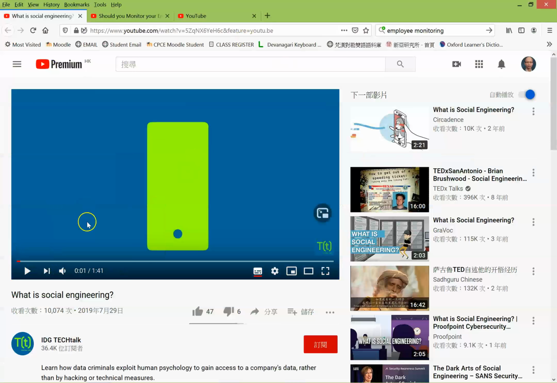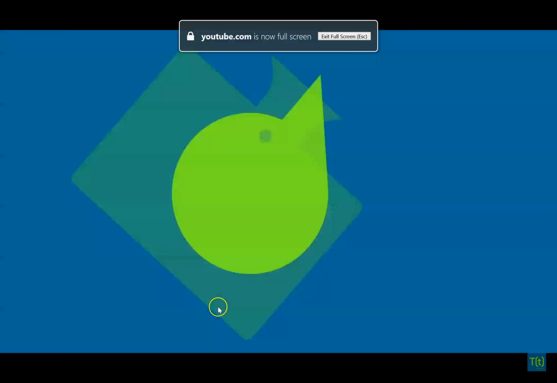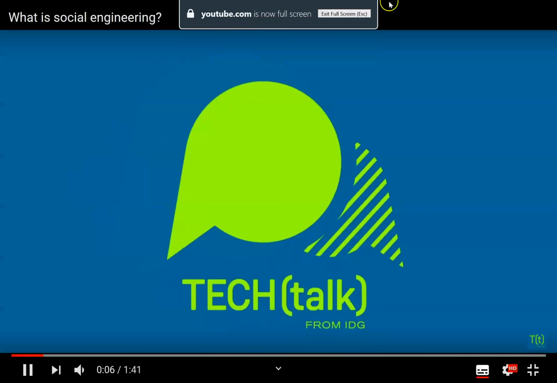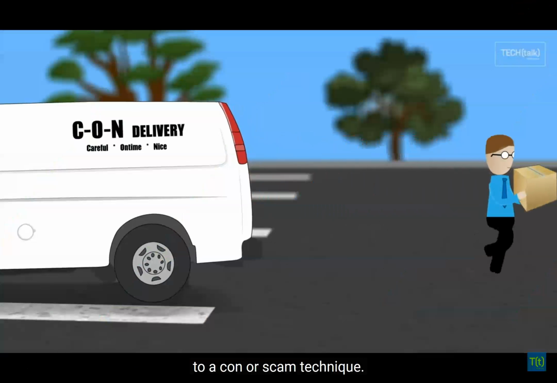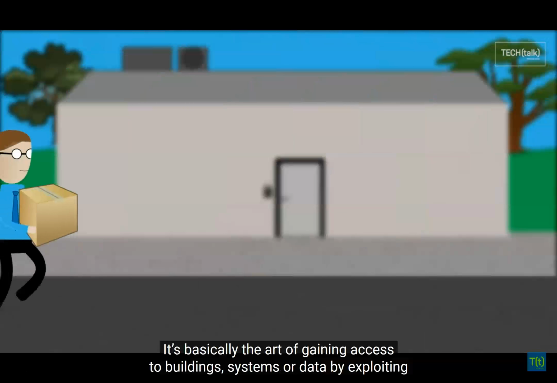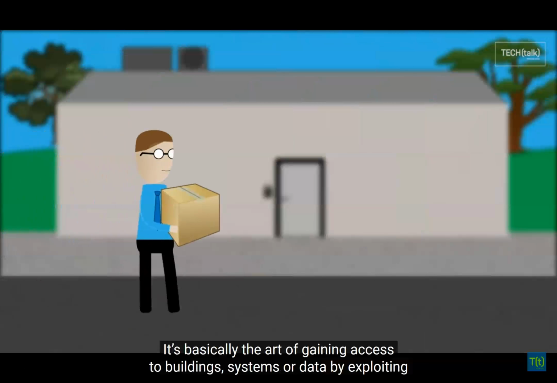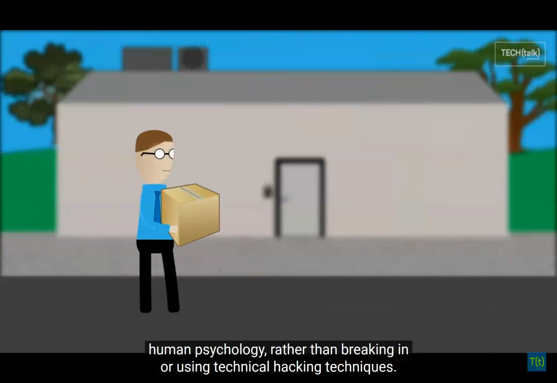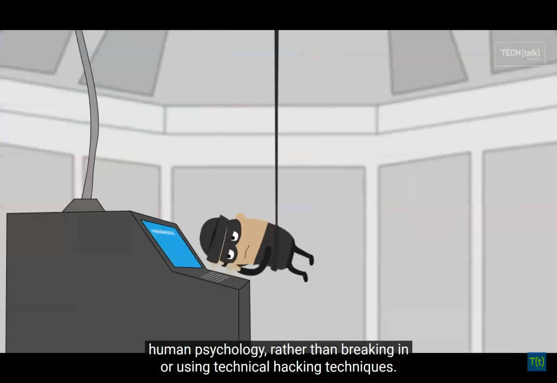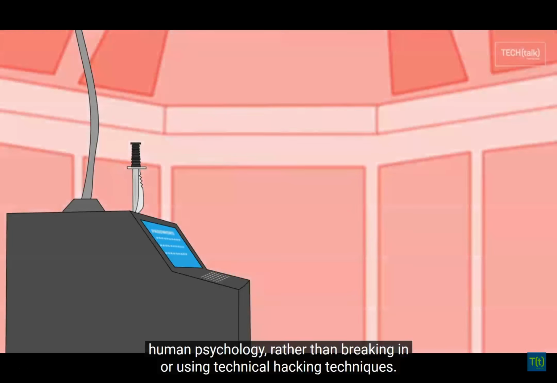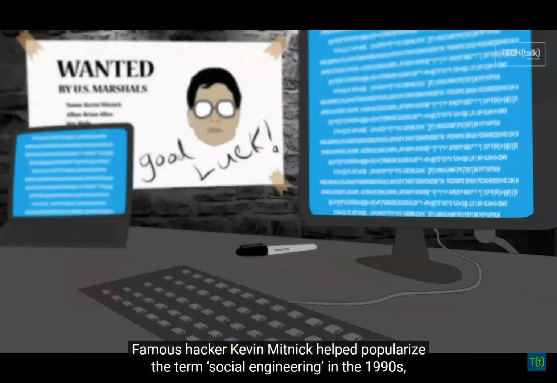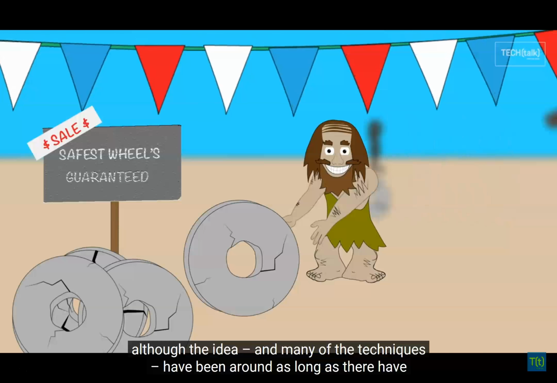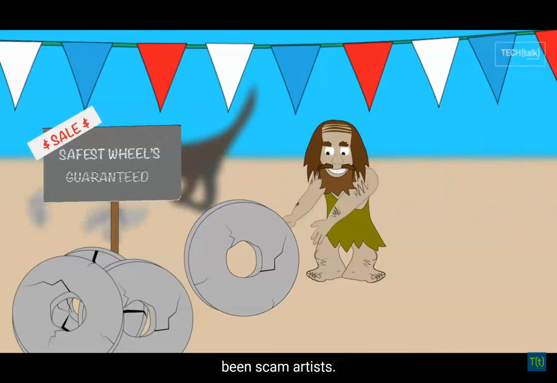Social engineering. So what is social engineering? Let's take a look at that in detail. When you hear the term social engineering, this is the security industry's way of referring to a con or a scam technique. It's basically the art of gaining access to buildings, systems, or data by exploiting human psychology rather than breaking in or using technical hacking techniques. Famous hacker Kevin Mitnick helped popularize the term social engineering in the 1990s, although the idea and many of the techniques have been around as long as there have been scam artists.